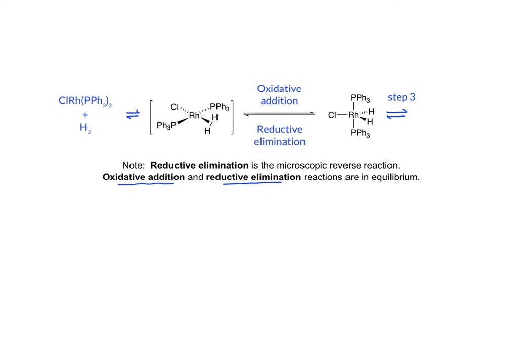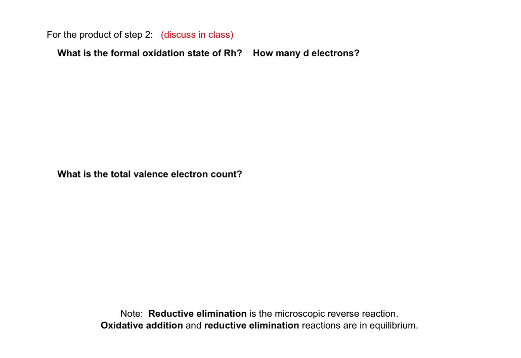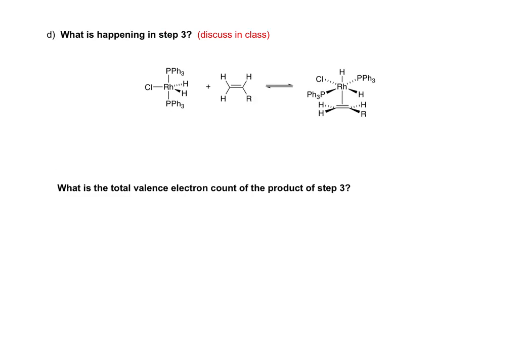Step 3 is shown lower on the 3rd page of the worksheet. So in class, we'll discuss what is happening in this step, and we'll follow up with determining the total valence electron count of the product of step 3. This concludes the first video of Module 5B.